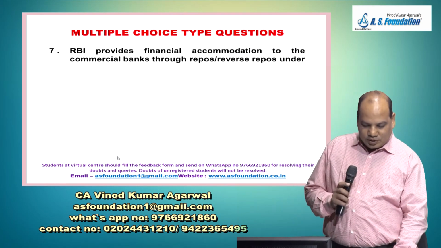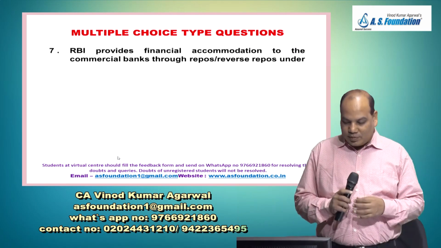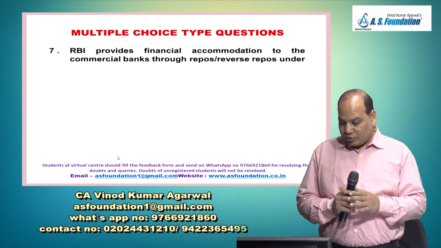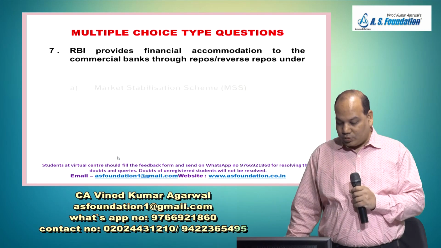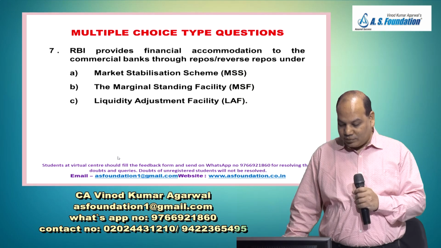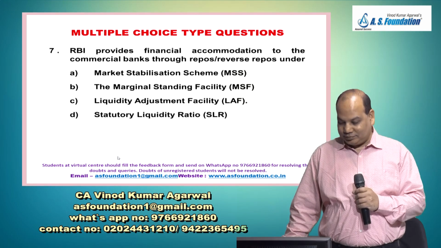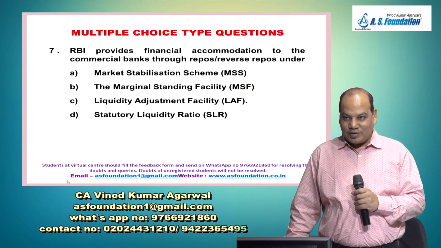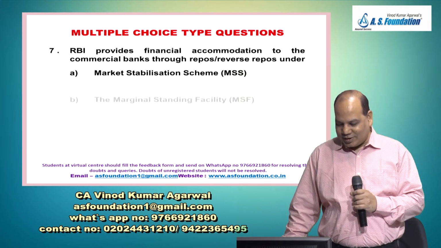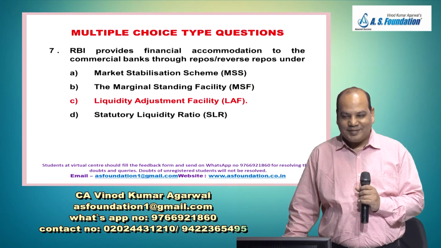Question number 7. RBI provides financial accommodation to the commercial bank through repo, reverse repo, under MSS, MSF, LAF, SLR. Today you have read this. Which one? LAF. Sure? Final. Lock. C. Right answer.